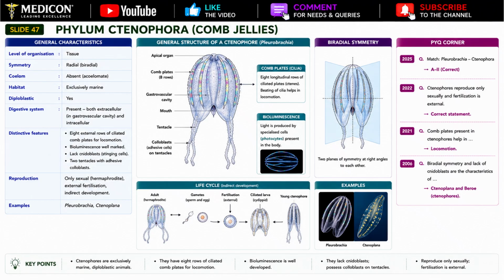You can see in the diagram there is an apical organ. There are 8 comb plate rows. There is a gastrovascular cavity. There is a mouth, tentacle and colloblast adhesive cells on the tentacles.